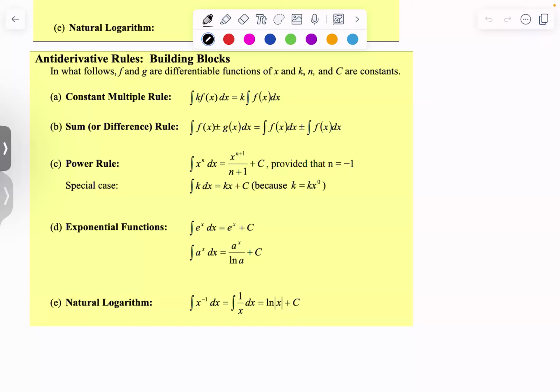This should be a G. I don't know why that's another F. And that way, any constants I pull out of those as well, so I can really focus in on the antiderivative rule.